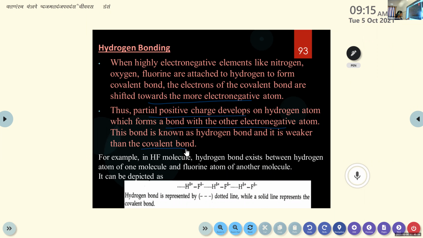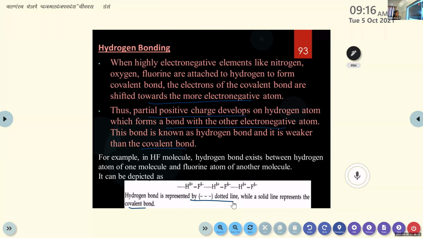For example, you can see here in HF molecule, hydrogen and fluorine are the two atoms combined, right? Fluorine is an electronegative atom and hydrogen is electropositive. So this fluorine has a tendency to attract the shared pair of electrons towards itself, and this hydrogen will acquire a partial positive charge. As a result, hydrogen will form a hydrogen bond with other atoms in a molecule. Okay, here you can see two types of lines between this HF, right? The solid line represents the covalent bond, and this dotted line represents the hydrogen bond.